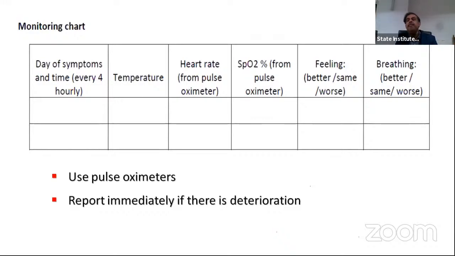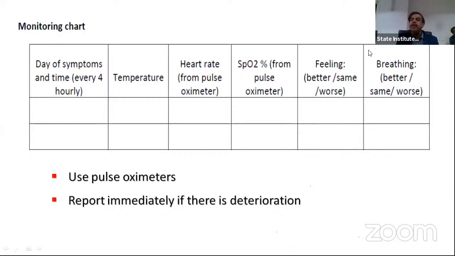what type of feeling the patient is having. Does he feel better or same or worse than the previous day? That is important. If the patient says I'm feeling worse than the previous day, that's the point of time when you should assess the requirement of hospitalization.